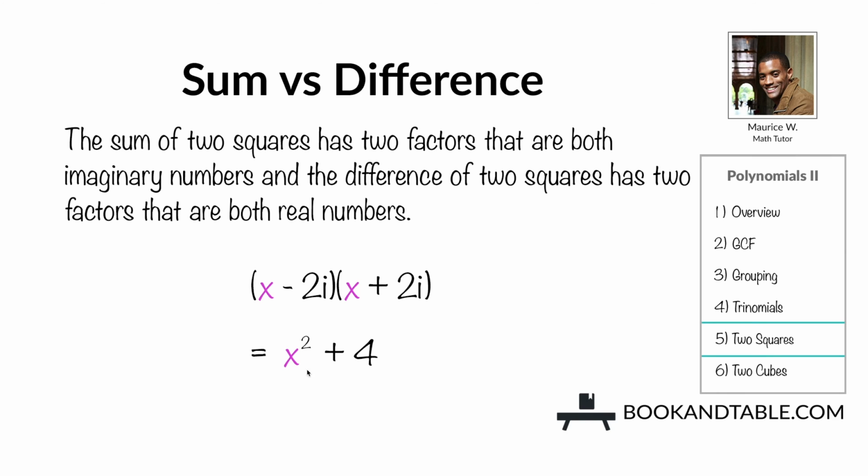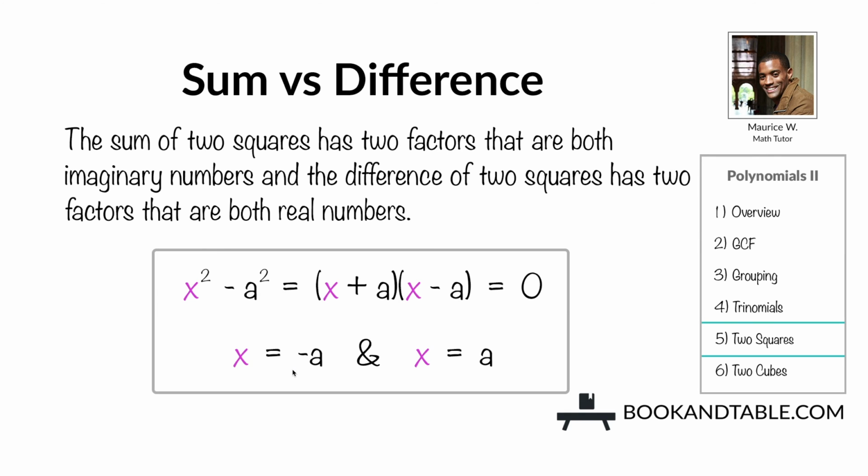Now, because the sum of two perfect squares leads to roots that are imaginary, we will not be covering the sum of two squares in this chapter. To review the sum of two squares, click on the link at the top of the screen or in the comment section, and that will direct you to our chapter on complex numbers. Okay, for this chapter, we are going to focus on the difference of two squares.